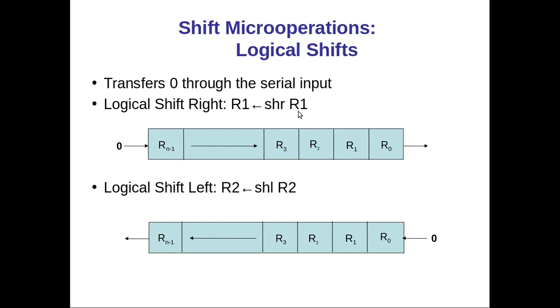So R1 gets SHR R1 indicates a one bit shift: shift the register R1 by 1 bit position towards the right. And this indicates shift the register R2 towards the left. Assume that this is our R2, and these are the bit positions. Then this 0 will be given here as the serial input, and the serial output will be through here.